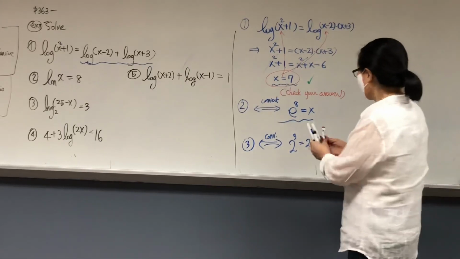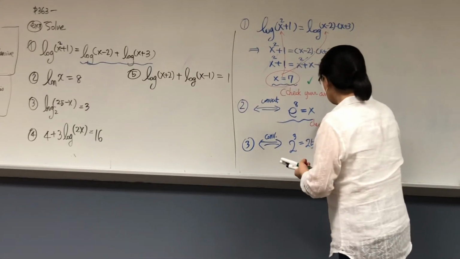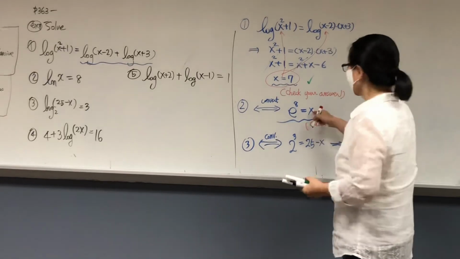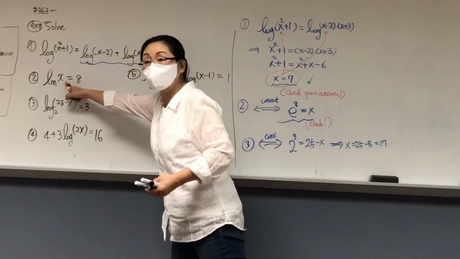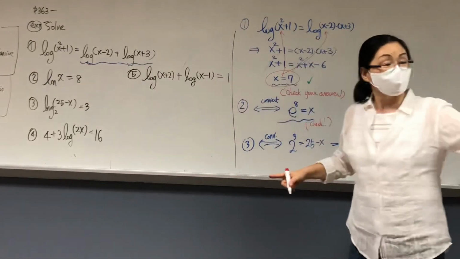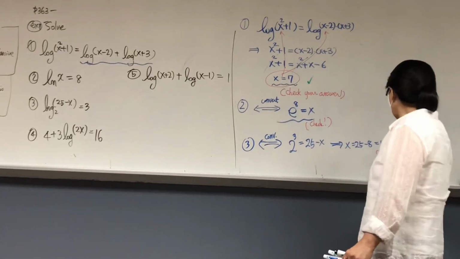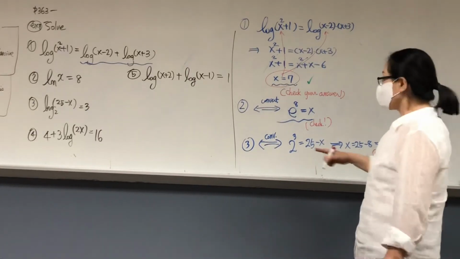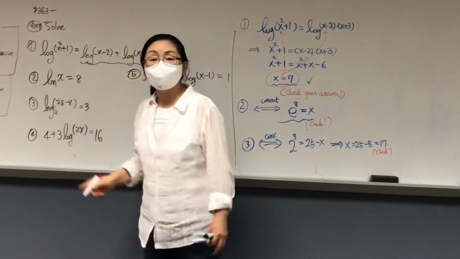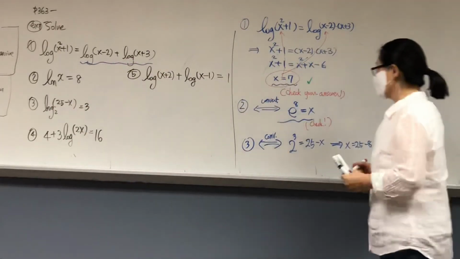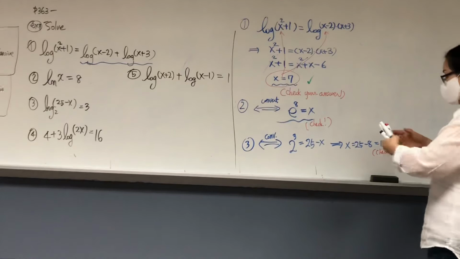Yes? Am I right? Here, check. What do you need to check? Actually, it's trivial, so I won't go through it. Your x is here and then positive. Am I right? And check. 17 here and then what? Positive. Am I right? Good. You understand? Okay, number 4.